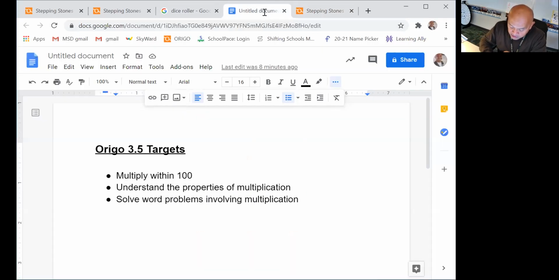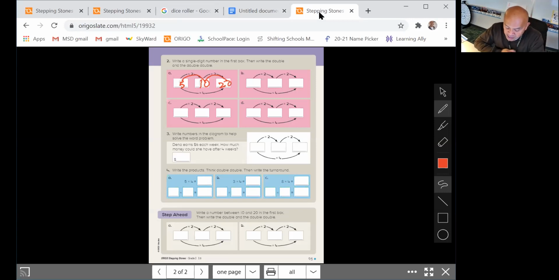Here's our other target. It says solving word problems involving multiplication. Okay, so let's go back to our page here. This is a word problem. Dina earns $6 each week. How much money could she have after 4 weeks? Okay, that is a multiplication problem. It's 6 times 4. What are we going to double? The 6 or the 4? That's right, whatever is not a 4, which happens to be 6. So double 6 is something. I'm not going to tell you. Double that something is your answer.